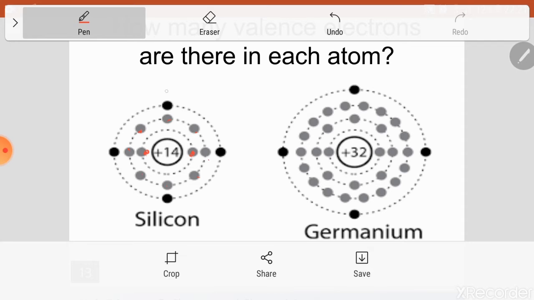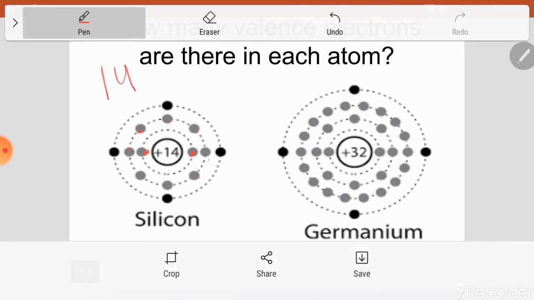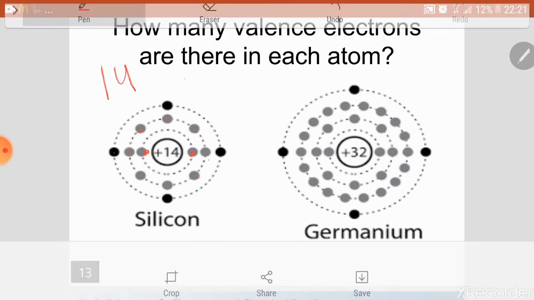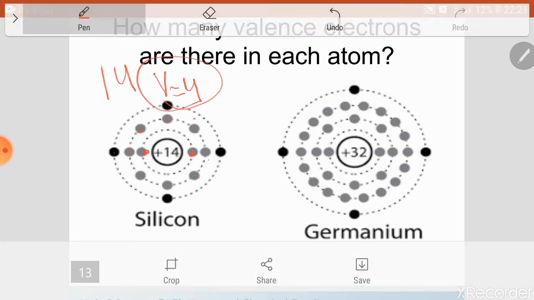What are the rest? The atomic number is 14, so the rest are 4: 1, 2, 3, 4. The outermost energy level has only 4, so the valence electrons equal 4.